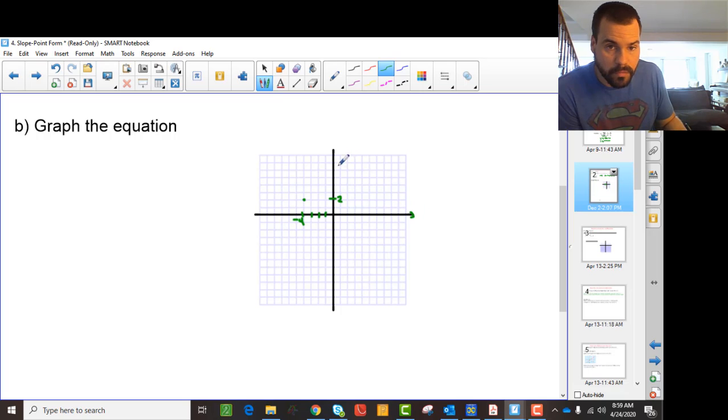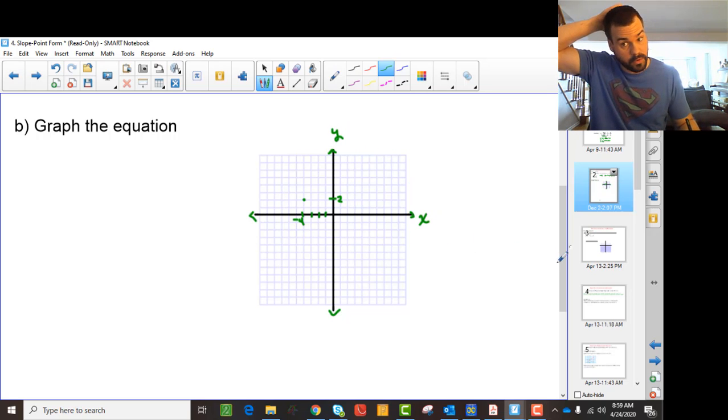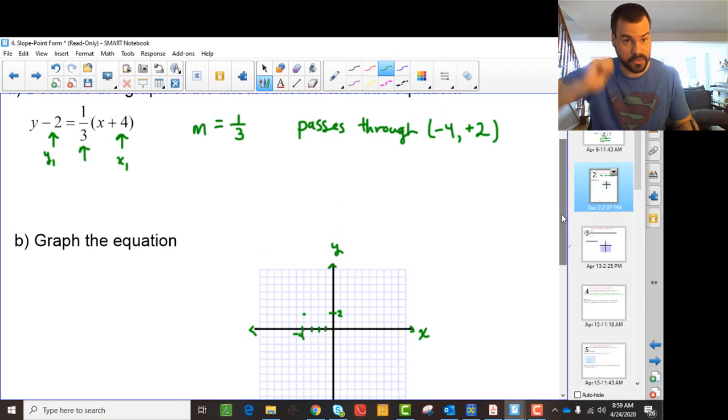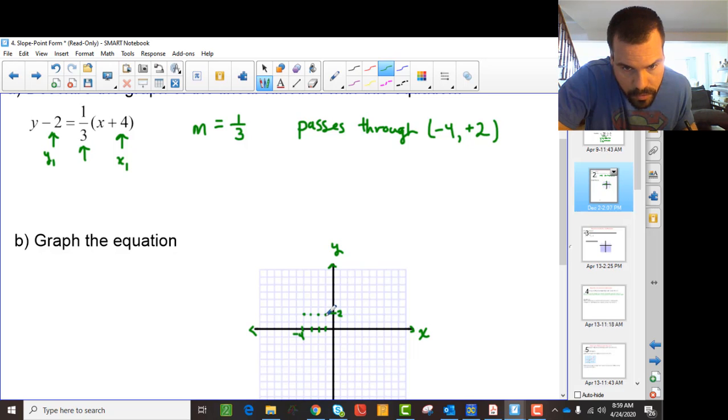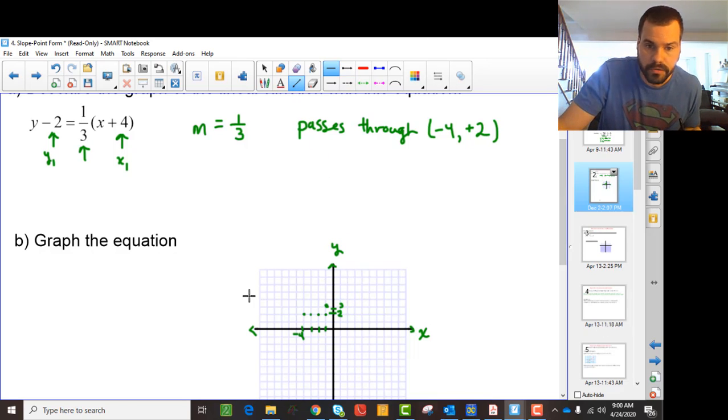And I know this grid is pretty small, but we can deal with that, I think. And then what we're going to do is we're going to use the slope, just like we did with the slope-intercept form. So we're going to rise and run whatever the slope is. The slope is 1/3. So I'm going to run 3. So that means 1, 2, 3. I'm going to run 3, and then I'm going to rise 1. So I'm going to be here. And then I'm going to draw a line through those 2 points, and that's my graph.